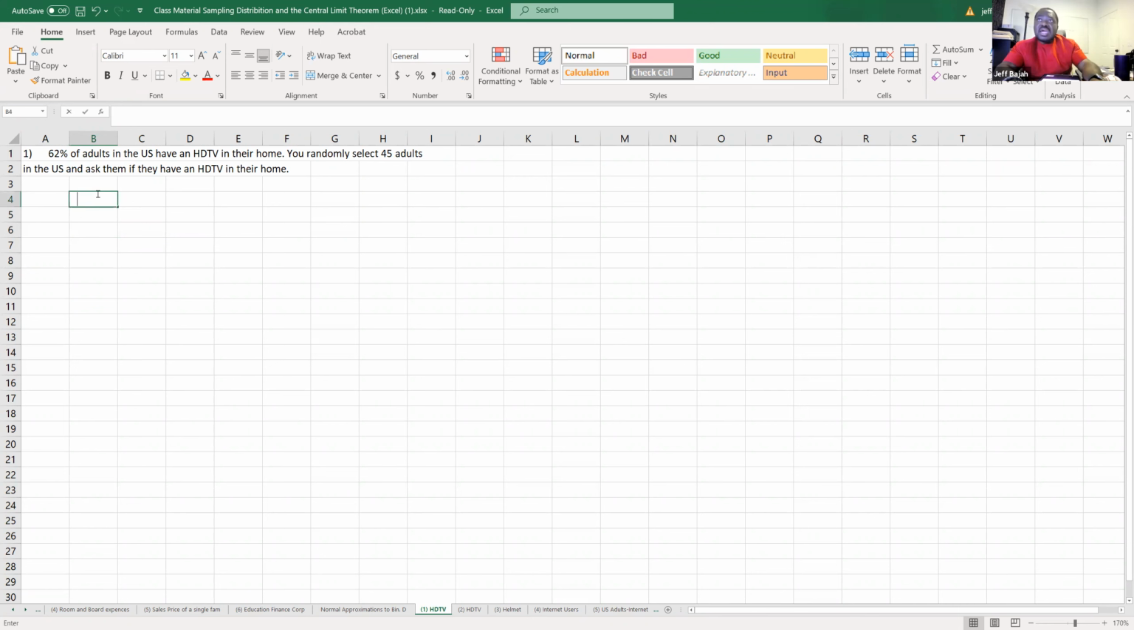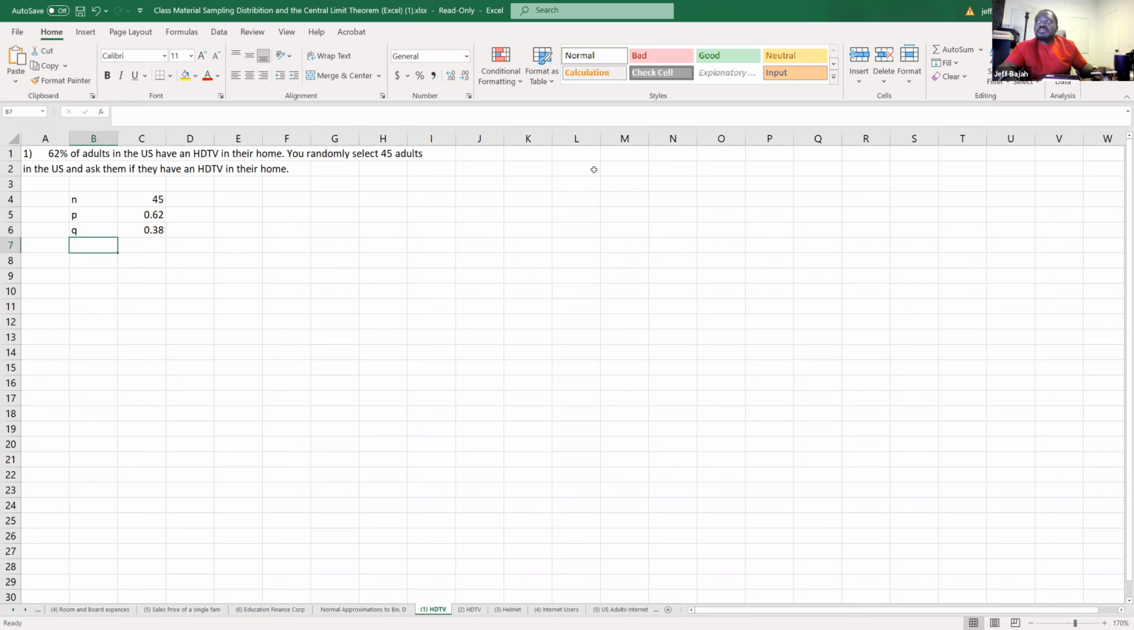Here we know that our n will be equal to what? 45, right? We know our p is given as 0.62. And if we do that, then we know our q is equal to 1 minus this, and that's equal to 0.38, right? That's the first step.